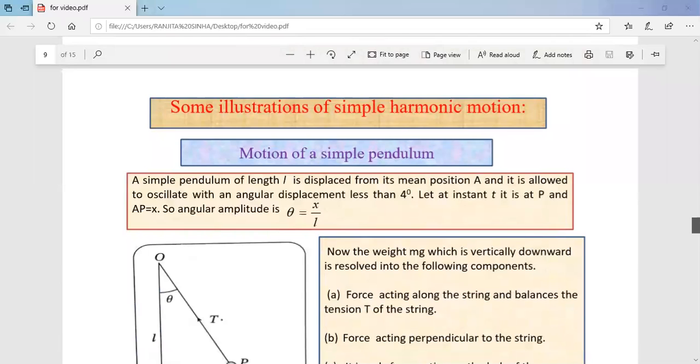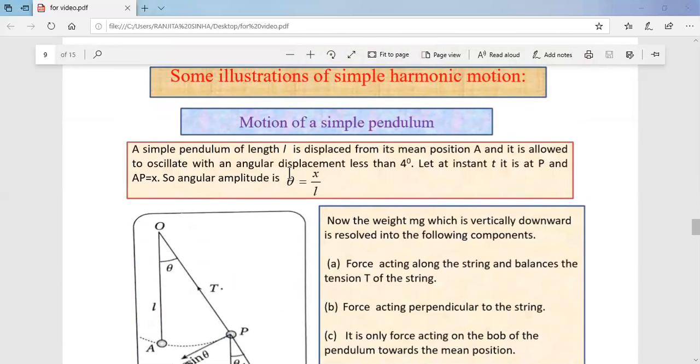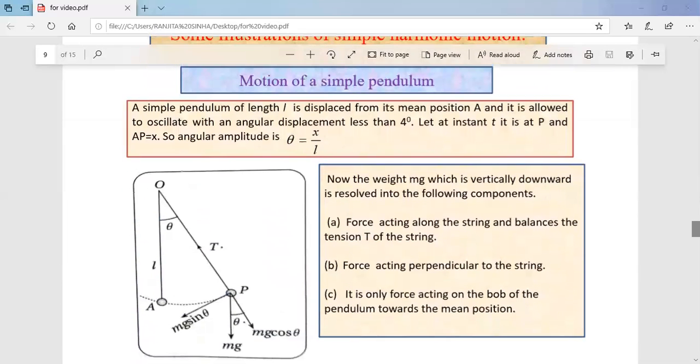Now some illustrations of simple harmonic motion: motion of a simple pendulum. Now a simple pendulum of length, we are taking the length as small l, is displaced from the mean position A. A is the mean position, and it is allowed to oscillate with an angular displacement less than 4 degrees. Let us say at any instant t, it is at position P and AP equals small x. So the angular amplitude is theta equal to x by l.